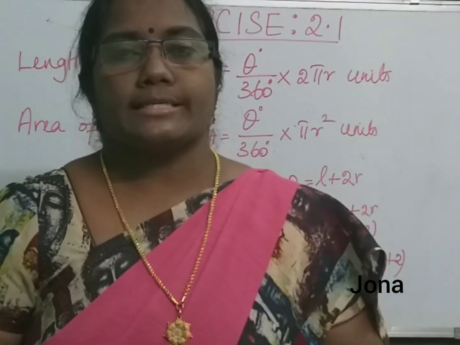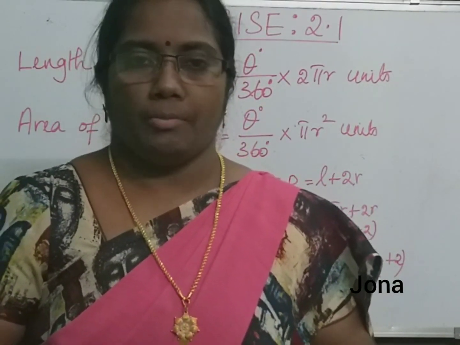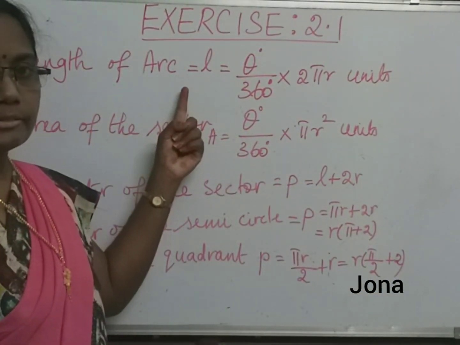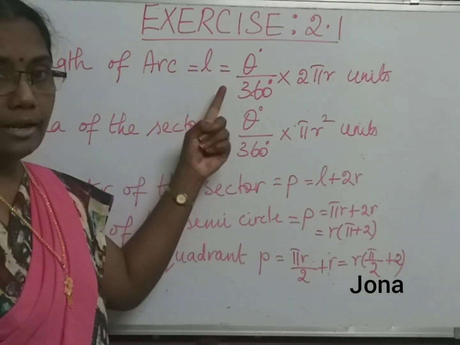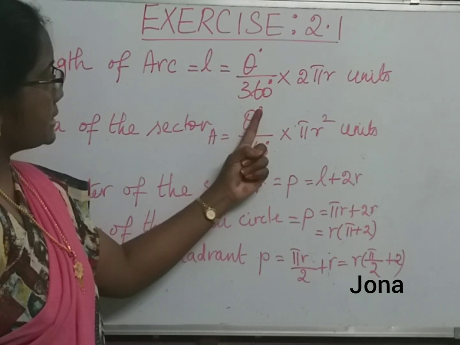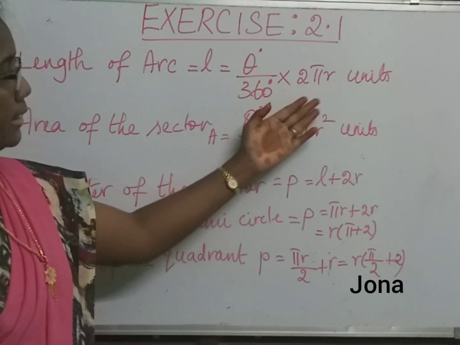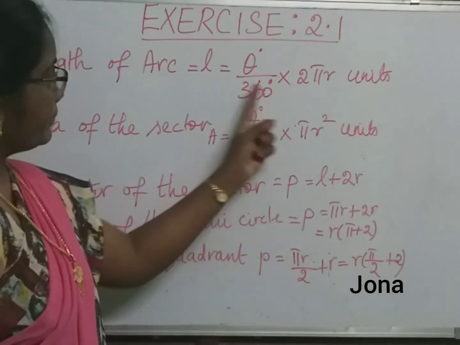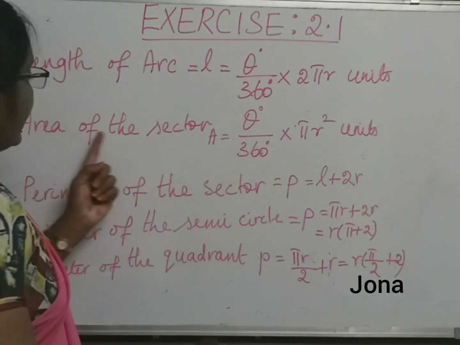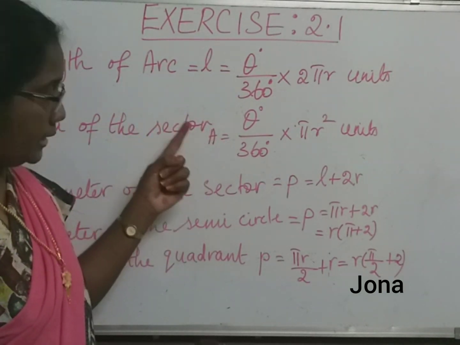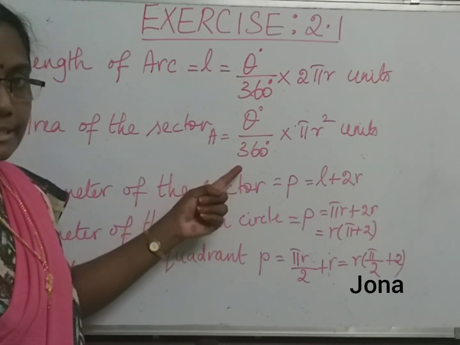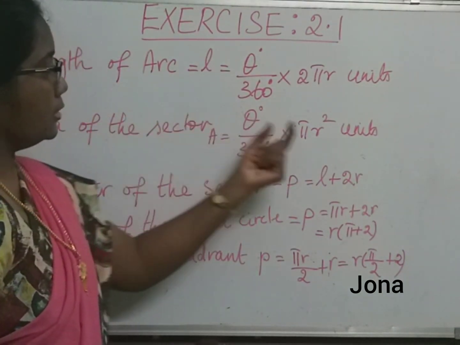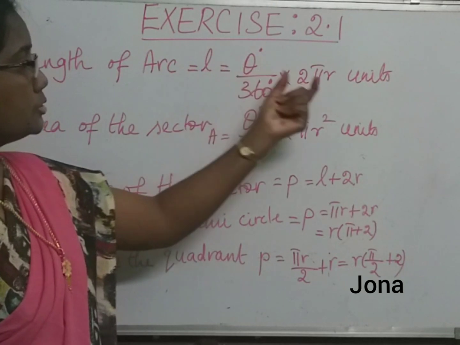For this exercise 2.1, we need some formulas. Let me see the formulas. The length of the arc is L equal to theta by 360 degrees into 2 pi r units. Theta by 360 degrees into 2 pi r units. That is the length of the arc. The area of the sector is A equal to theta by 360 degrees into pi r square units. If it is area, you should write pi r square. If it is perimeter, you should write 2 pi r.